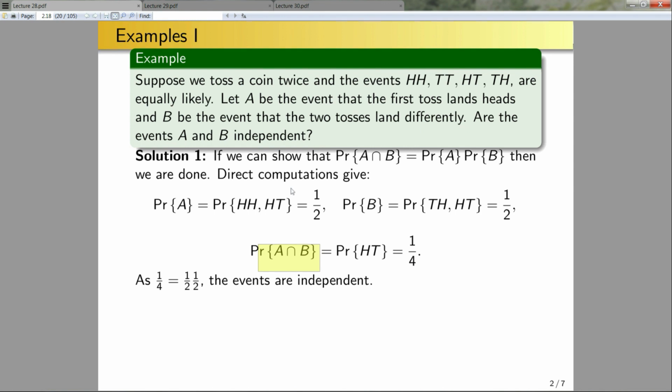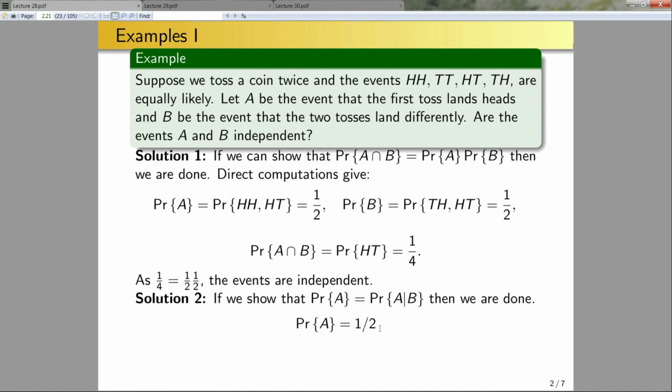So for solution 2, I'm doing the exact same thing, other than applying one of the other equivalent definitions of independent events. In particular, if I show that the probability of A is equal to the probability of A given B, then I'm done. Also note, instead of proving this statement, I could have proven that the probability of B is equal to the probability of B given A, and that would also show independence. So I need to compute the probability of A, which I've already done, so that's just 1/2. And now I need to compute the probability of A given B. Well, what's this? This, by definition, is the probability of A intersect B, all divided by the probability of B.